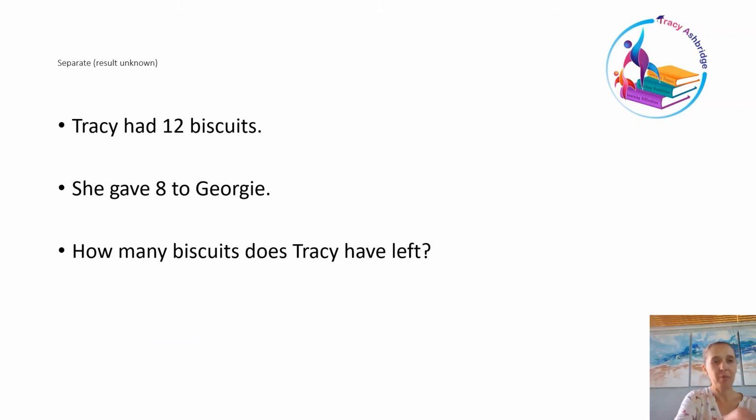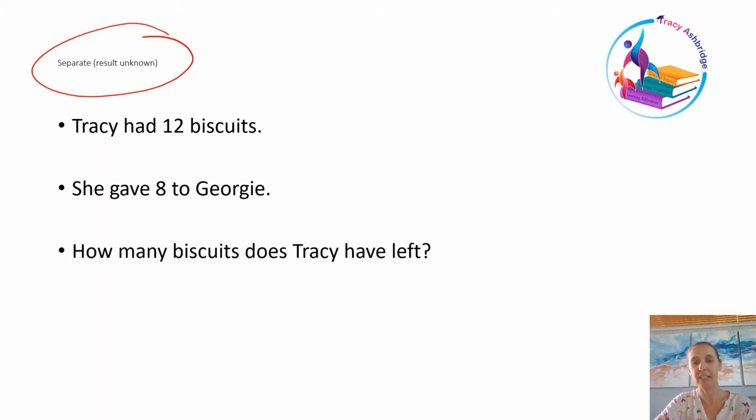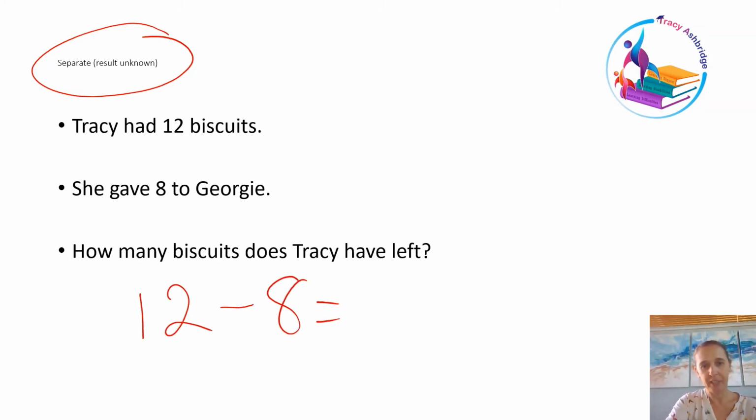The next type of problems are all about separating things. So Tracy had 12 biscuits. She gave 8 to Georgie. How many biscuits does Tracy have left? This is the very common way that things are presented. I had 12, I take away 8, and I'm left with 4 biscuits. Really simple.